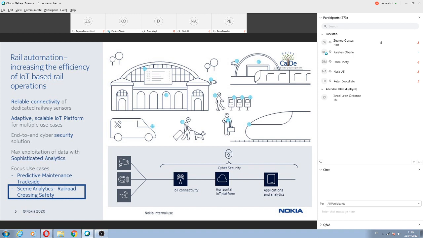And the second one is based on thin analytics, which is a specific use case then implemented on thin analytics, which is railroad crossing safety. And this one we will focus on today.